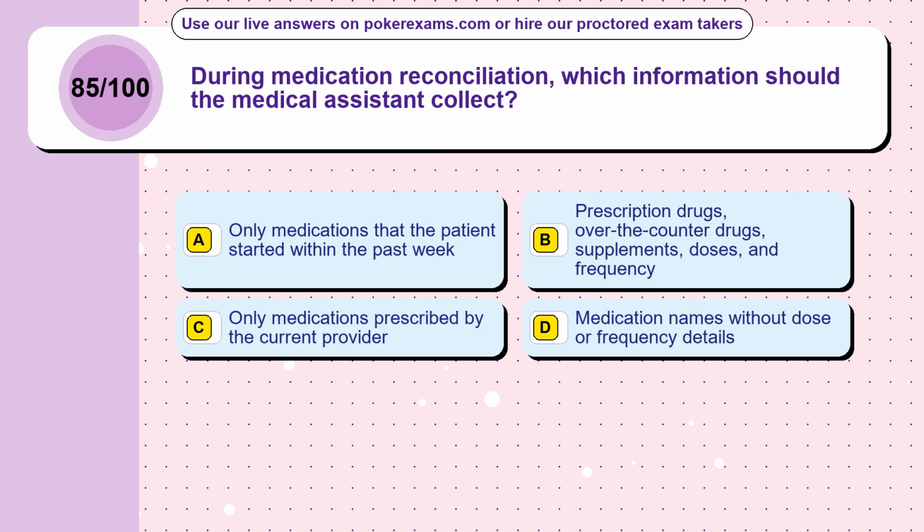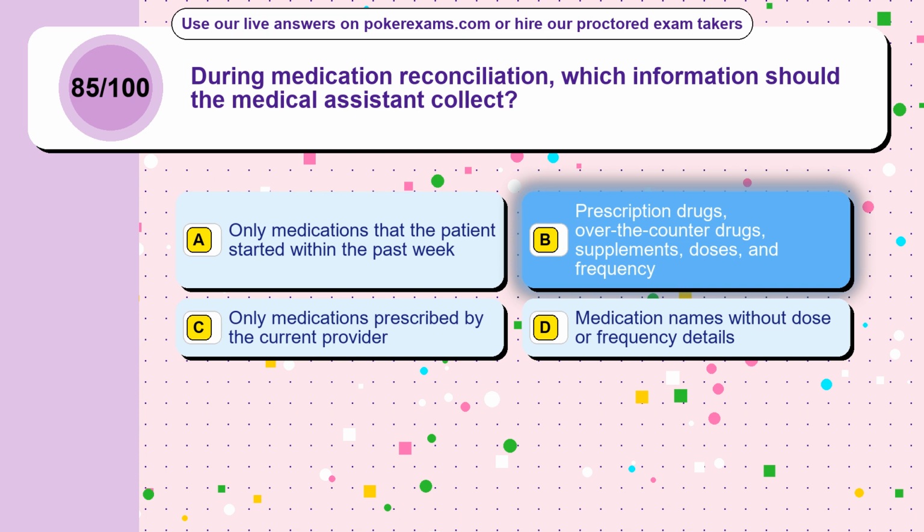Question 85. During medication reconciliation, which information should the medical assistant collect? Option A. Only medications that the patient started within the past week. Option B. Prescription drugs, over-the-counter drugs, supplements, doses, and frequency. Option C. Only medications prescribed by the current provider. Option D. Medication names without dose or frequency details.